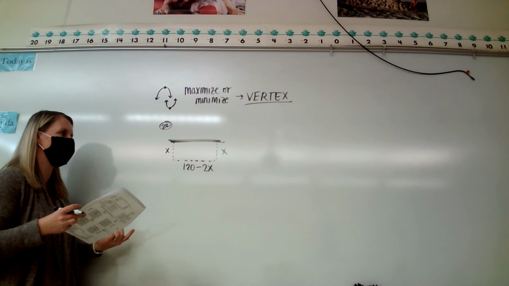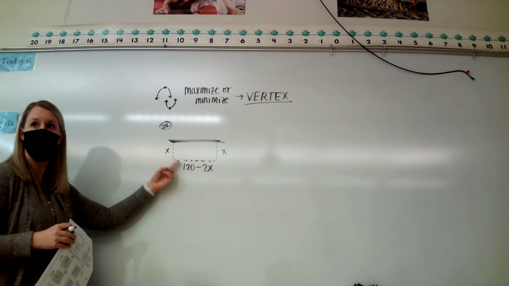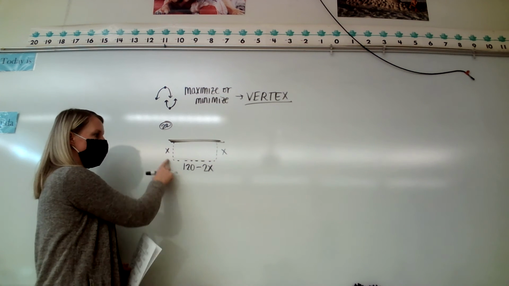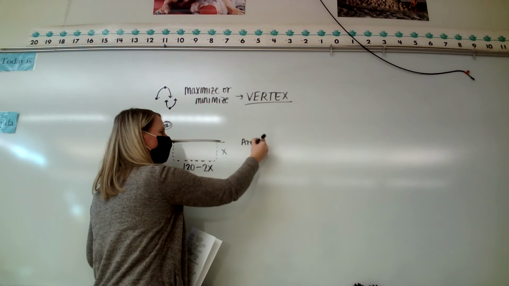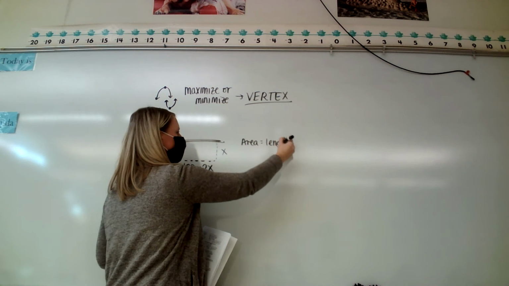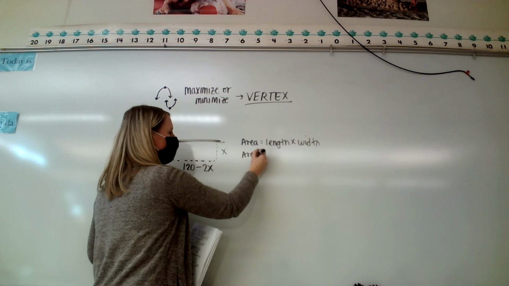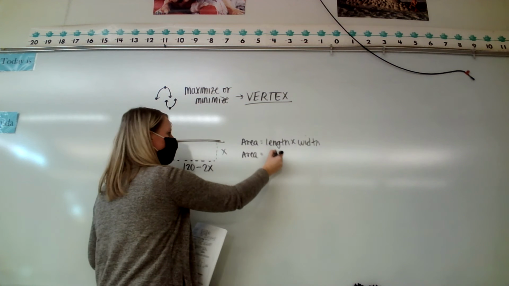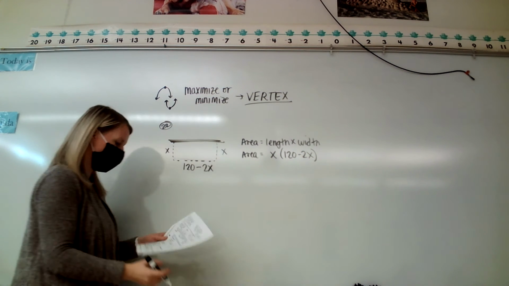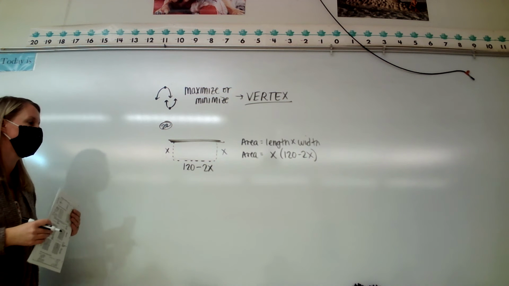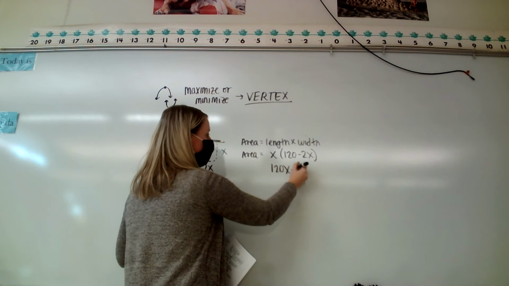But just as a reminder of how to find the area of a rectangle, we multiply length times width, right? So to find the area, I'm just multiplying these. I don't technically need that third side. So to find the area, it's length times width. Doesn't really matter which is which, length or width. So the area of this is x times (120 minus 2x). I'm just going to distribute into that to give me 120x minus 2x squared.